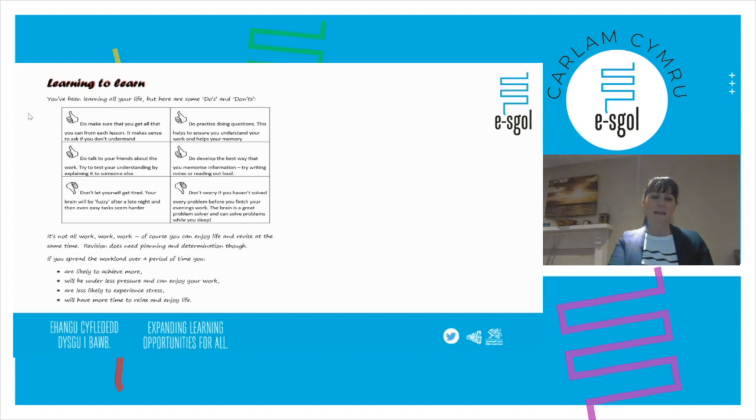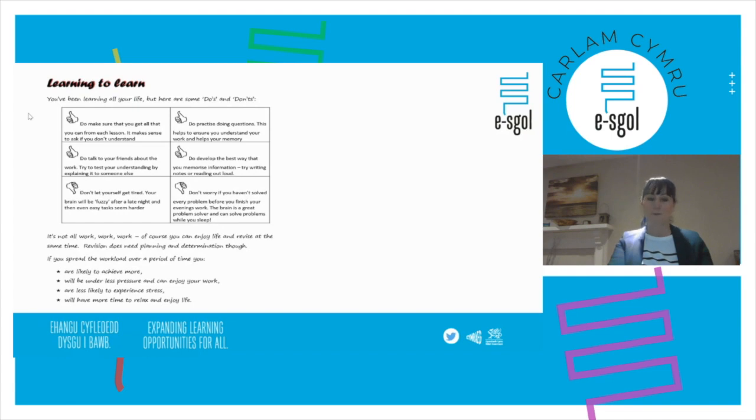Don't let yourself get tired. Your brain will become fuzzy after a late night, and then easy tasks will seem harder. So make sure you're having plenty of rest. And don't worry if you haven't solved every problem before you finish your evening work. Your brain is a great problem solver, and it can solve problems when you sleep. So make sure you're getting enough sleep.